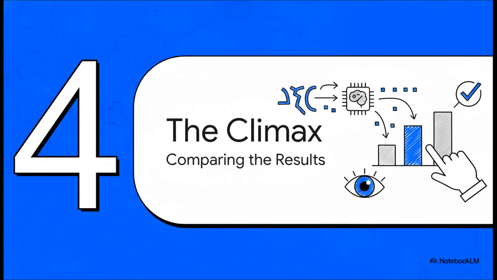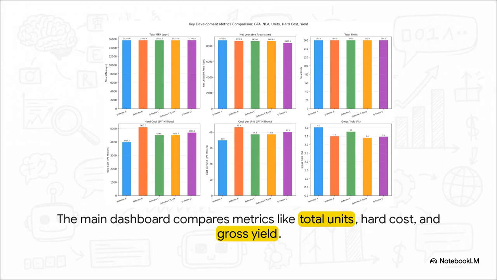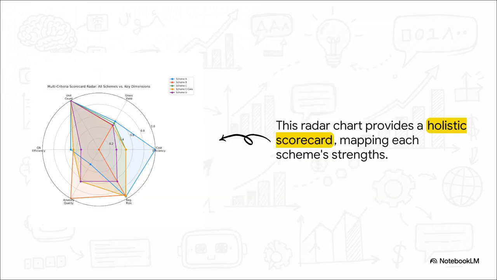And that brings us to the climax of the whole analysis. The AI has done all the heavy lifting. I mean, the translation, the data extraction, the modeling, all of it. And now it presents the results in a way that lets you make a clear, fast, data-driven decision. So here's the main dashboard, and you can see the trade-offs immediately. For example, look at Scheme B, our sports car. It's got the highest construction cost, for sure, but it also delivers the most apartment units. Scheme A, our hybrid, has the lowest cost per unit. All the key numbers are right here, side by side.